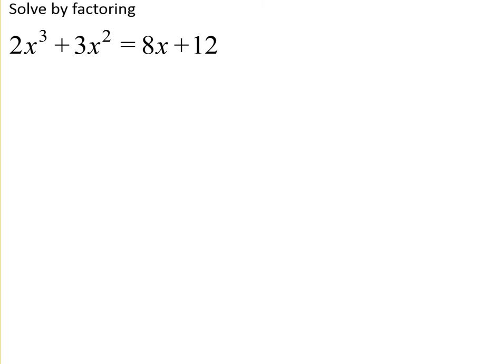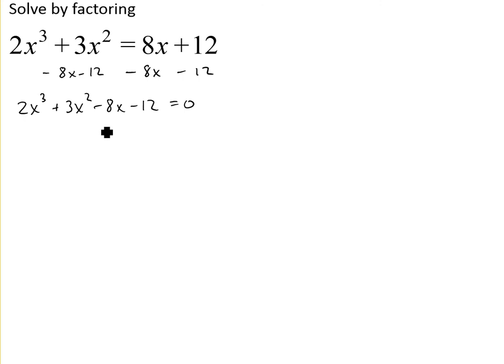To solve this by factoring, we need a 0 on one side of our equal sign, so we're going to start off by subtracting 8x and subtracting 12 from both sides. Now we don't have any like terms to combine, so we're just going to write this as 2x cubed plus 3x squared minus 8x minus 12 equals 0.